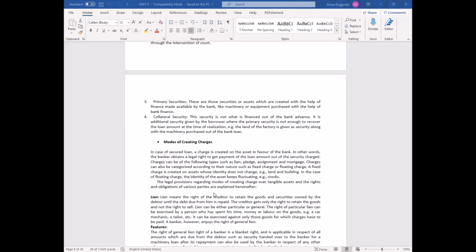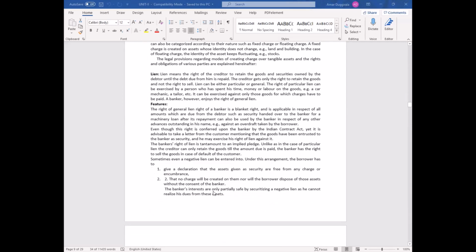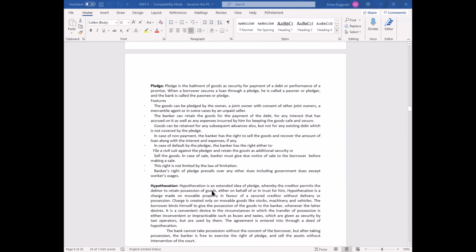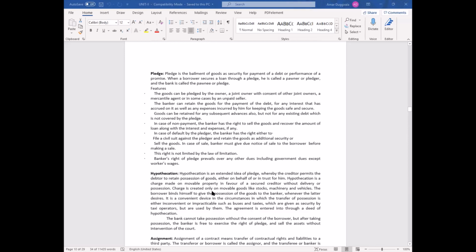Right? The second one is, so lien has some details, some features are given in the below paragraph for the lien that you can go through and let me know if there are any questions. The second type of thing is the pledge. Pledge is a bailment of goods. Bailment of goods, you must have studied bailment contract between the borrower and the bank in the first year, when you must have studied the mercantile laws. So what happens? The pledge is given as a security for payment of debt or performance of a promise. When the borrower secures a loan through a pledge, he's called a pawner or the pledger, and the bank is called pawnee or the pledgee.